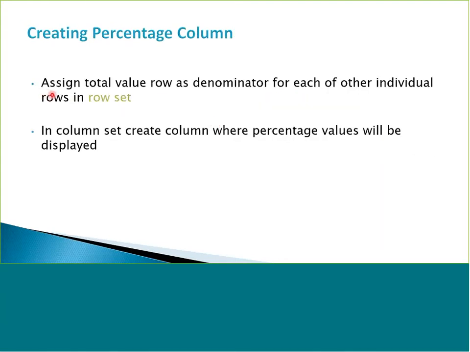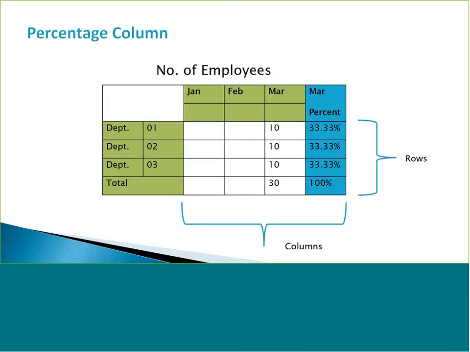What this statement means, assign total value row as the denominator for each of the other individual rows, is that we need to tell Oracle that this total value row is the denominator when we are creating the percentages. So it means that whatever value is here is going to be divided by whatever total value is here, then multiplied by 100 to come to this percentage figure.